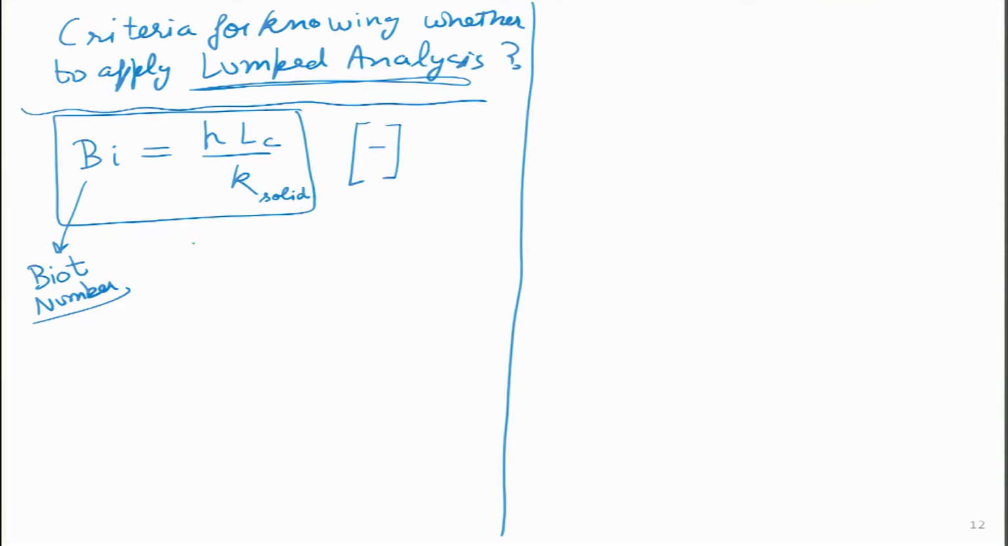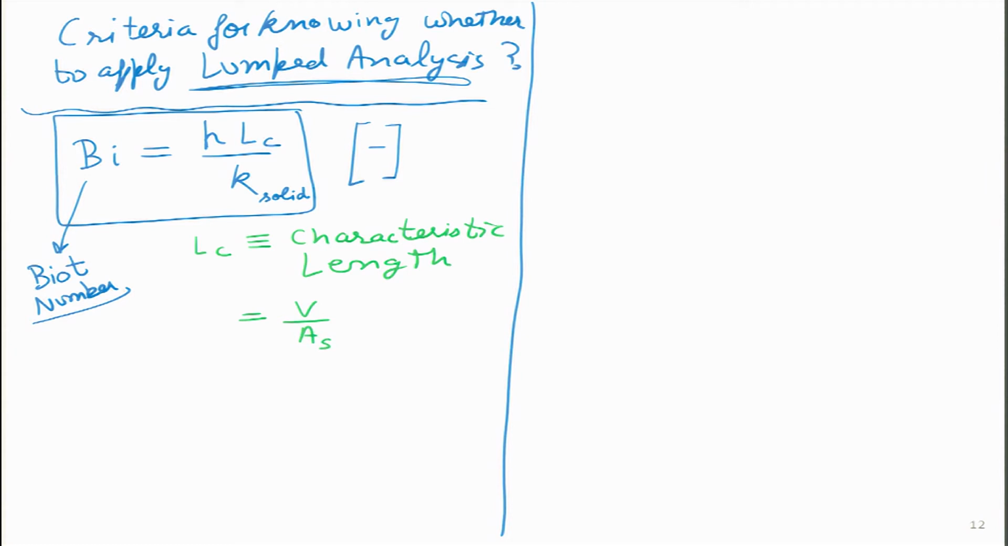And what does L_c stand for? So L_c has been defined as the characteristic length, and the way it has been defined is simply the volume of that particular object divided by its surface area.